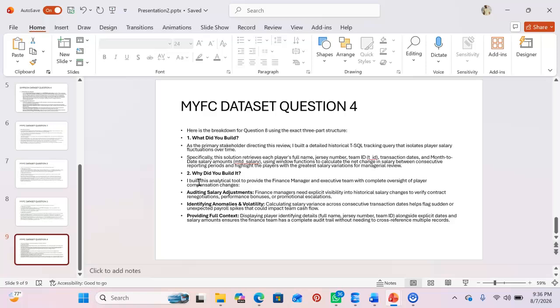As the primary stakeholder directing the review, I built a detailed historical T-SQL tracking query that isolates player salary fluctuations over time. Specifically, this solution retrieves each player's full name, jersey number, team, transaction date, and month-to-date salary amount, using a windowed function to calculate the net change in salary between consecutive reporting periods and highlight the player with the greatest salary variation for managerial review.